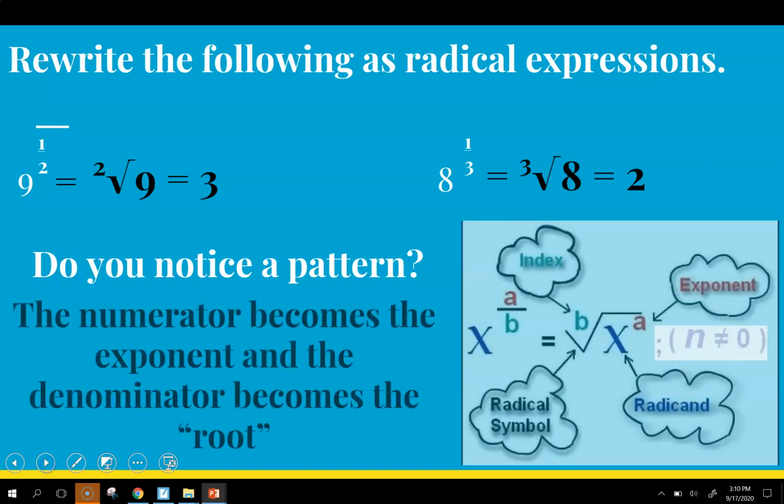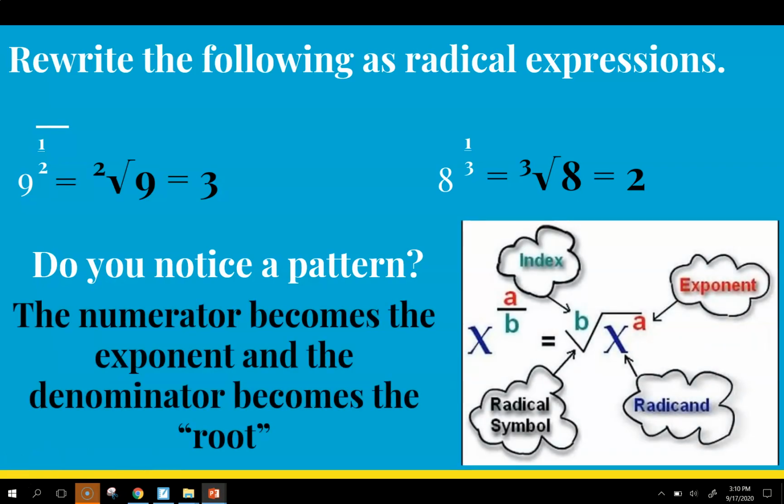I notice a pattern. I notice that my numerator becomes the exponent and the denominator becomes the root or the index. So my base and my radicand are the same. My denominator and my index, or the root that we're taking, is the same. And my numerator and my exponent remain the same. So I can rewrite this right here, which is called your rational exponent. And then this is called your radical. So we can rewrite them back and forth.